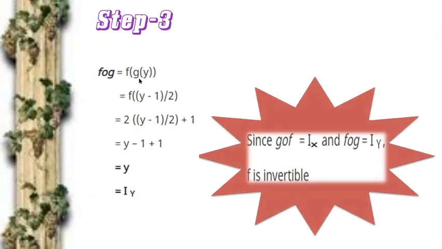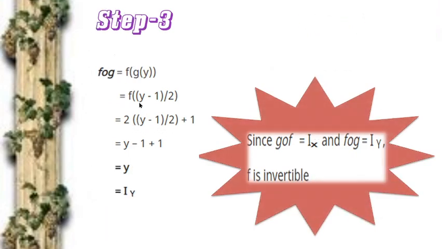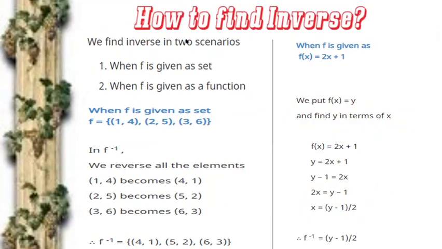Now step 3, we will check fog. f of g(y). f of g(y) means what is g(y)? g(y) we have just calculated, (y minus 1) upon 2, and this is x for function f. So this is f(x). We will treat it as f(x). So what is f(x)? The f(x) function was 2x plus 1. So we will treat this thing as x, 2x plus 1, and when we open and solve it, we are getting y in return. This is Iy. So since gof is equal to Ix and fog equal to Iy, we can say that f is invertible and it will have an inverse.